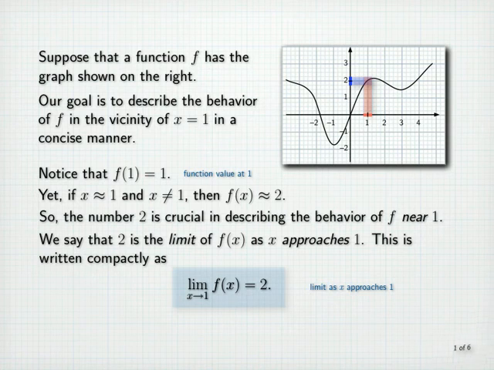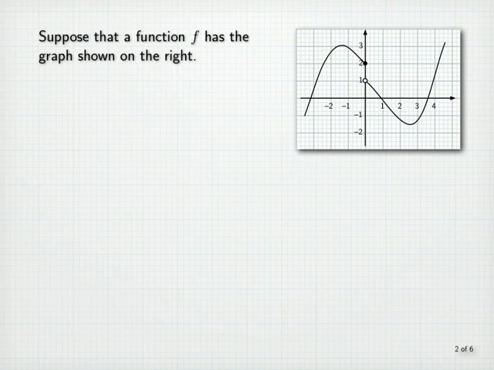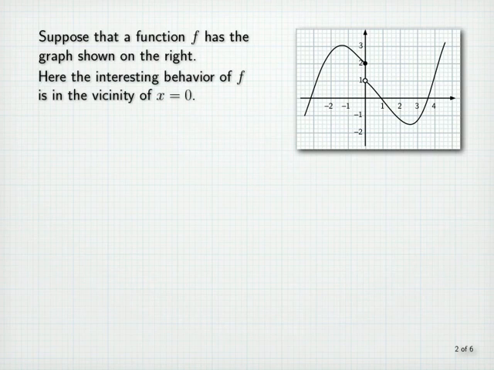Let's look at another example. Again, suppose that f is the function whose graph is shown on the right. Here the interesting behavior of the function is in the vicinity of x equals 0. Let's first notice that the value f of 0 is equal to 2.